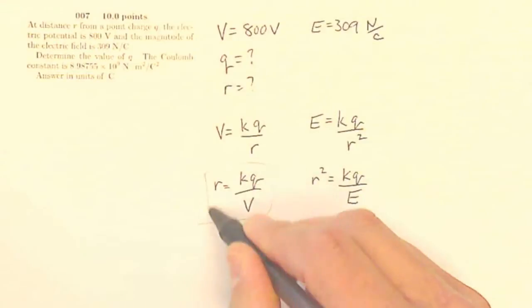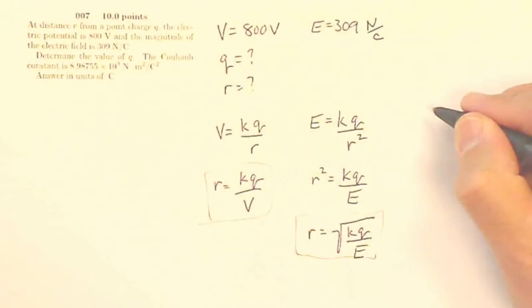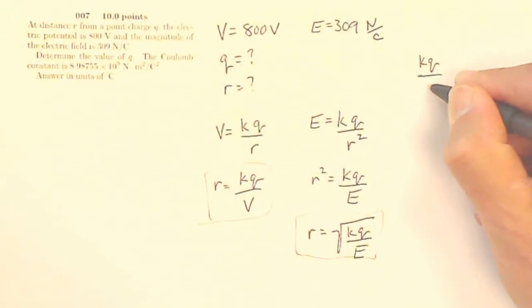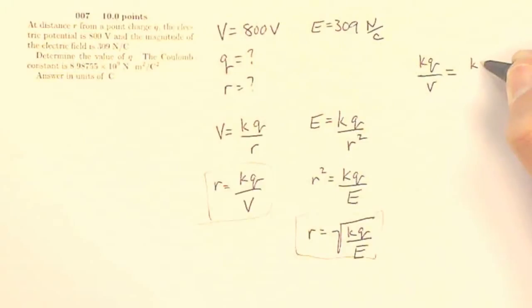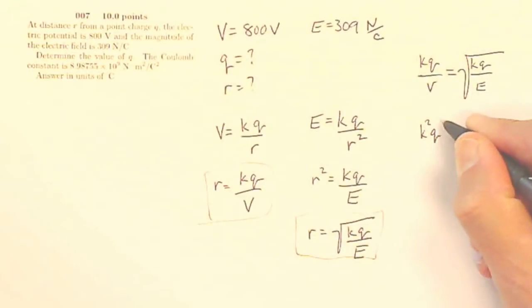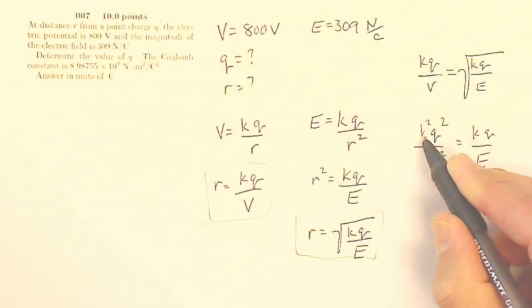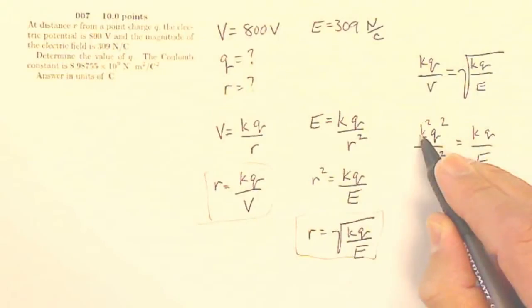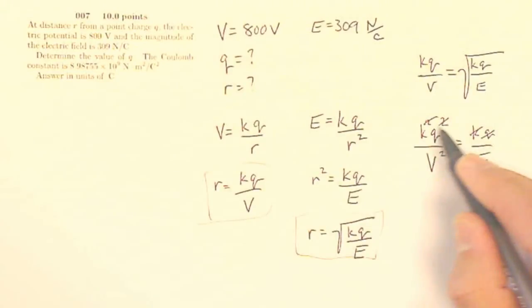Well, if R equals KQ over V and R equals the square root of KQ over E, then I know that KQ over V is going to equal the square root of KQ over E. So now I can do some math over here. I can square both sides. So I get K squared Q squared over V squared equals KQ over E. And now I can see that I've got a KQ over here and a K squared Q squared over there. I know that this K and the Q are going to cancel out with one of those, so I can just divide by KQ basically.